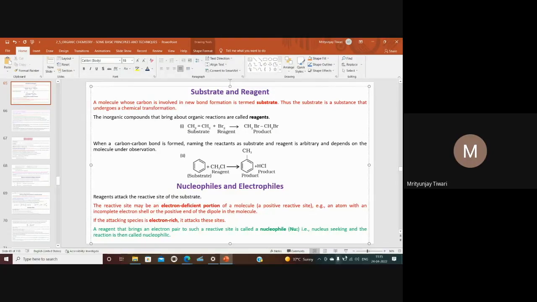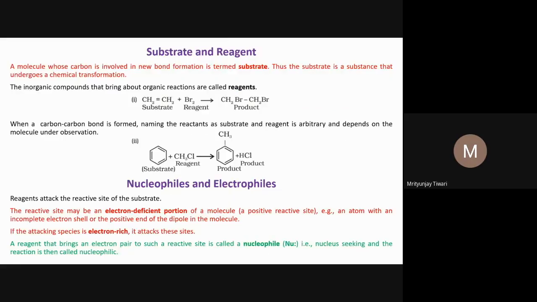That is nucleus seeking, and the reaction is then called a nucleophilic reaction.